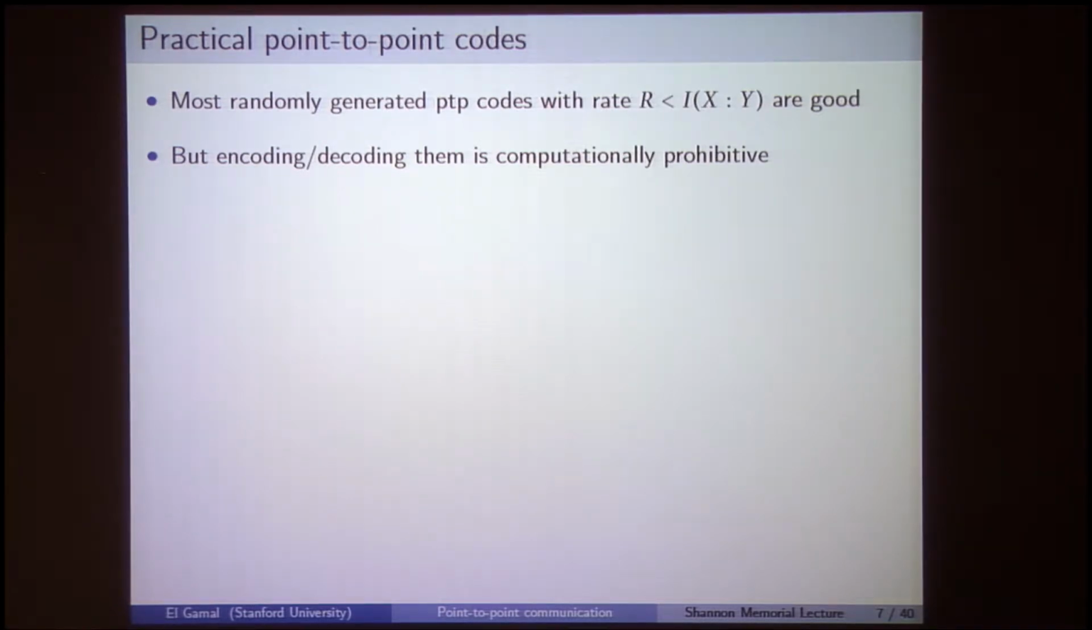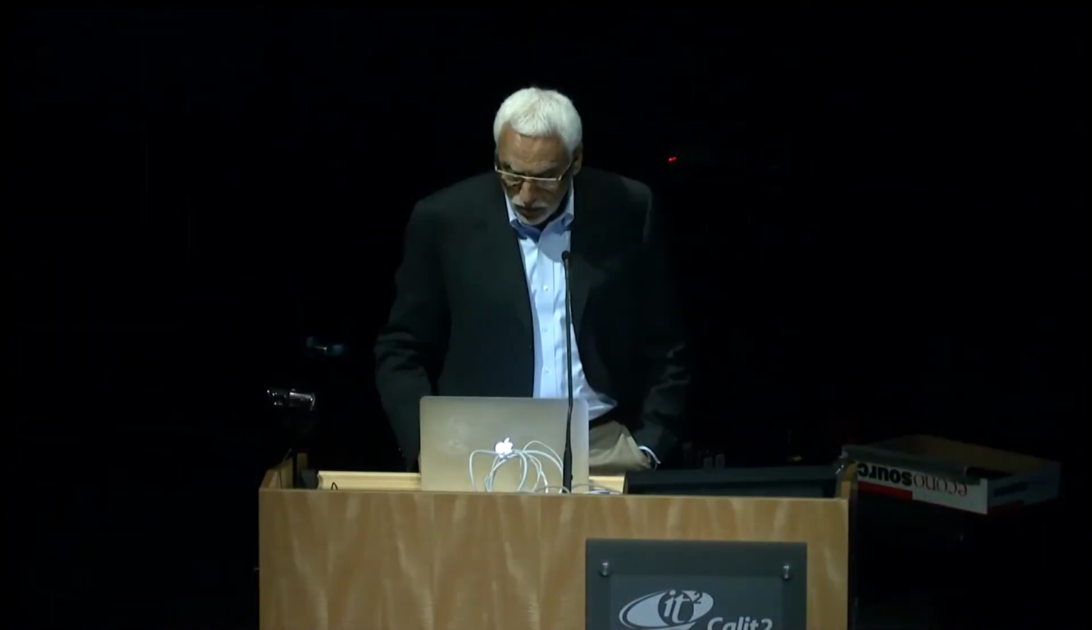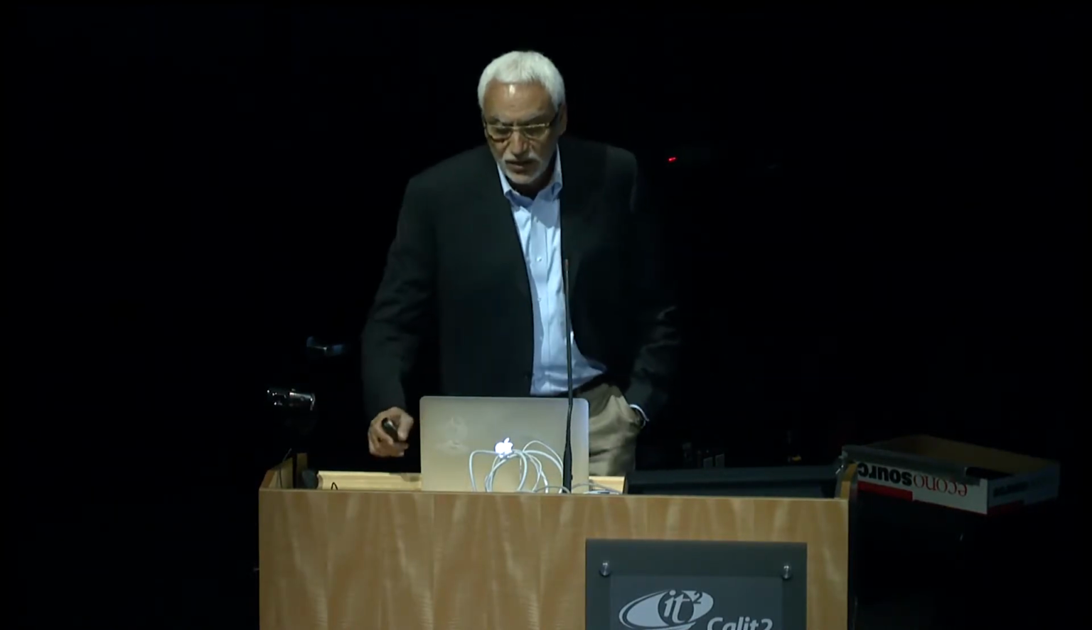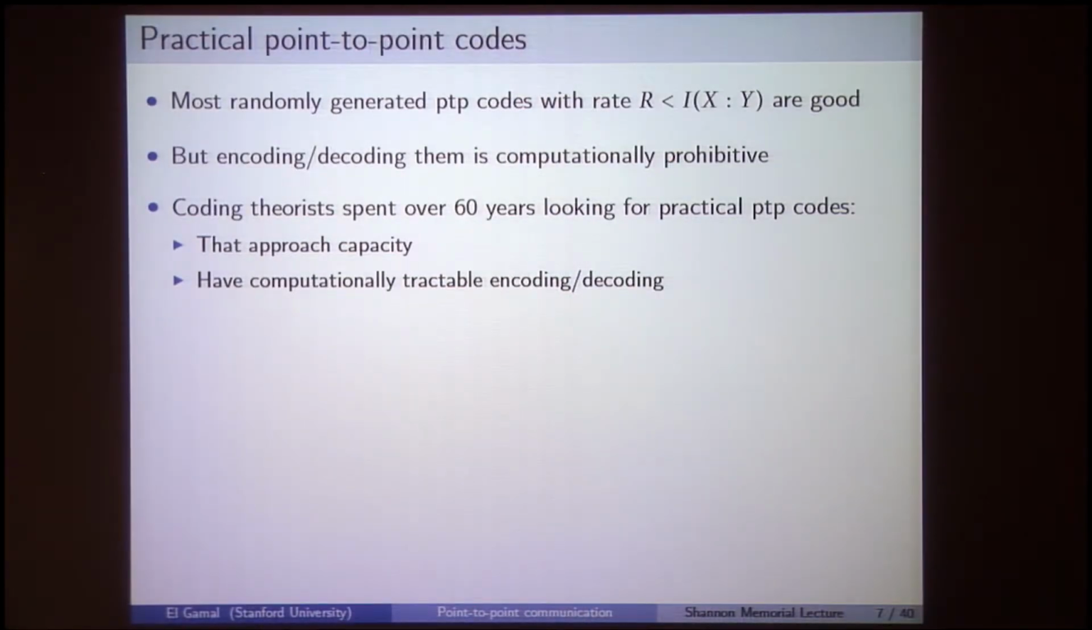Okay, so to summarize, there are good codes with rate R less than I(X;Y). In fact, most randomly generated point-to-point codes with rate R less than I(X;Y) are good. But encoding and decoding them is computationally prohibitive. Very large lookup tables and a lot of searching. And so coding theorists spent over 60 years looking for practical codes that approach capacity and have computationally tractable coding complexity.